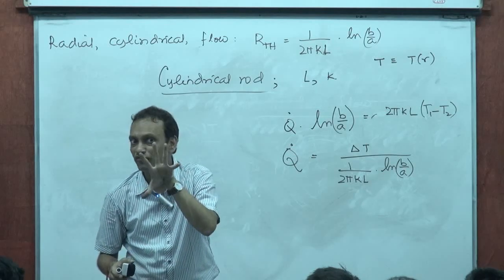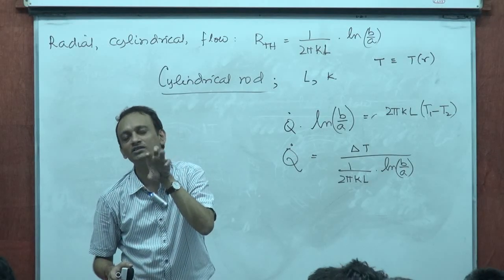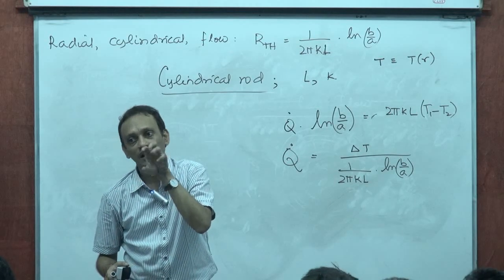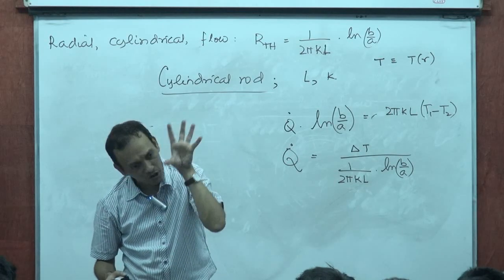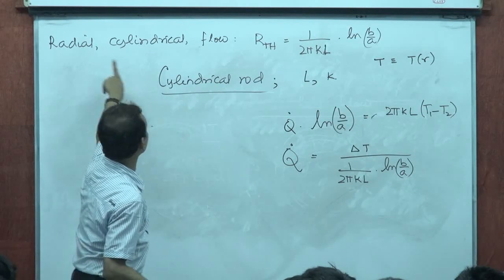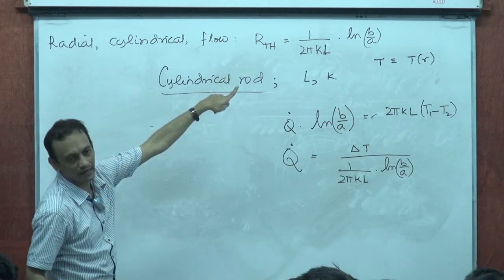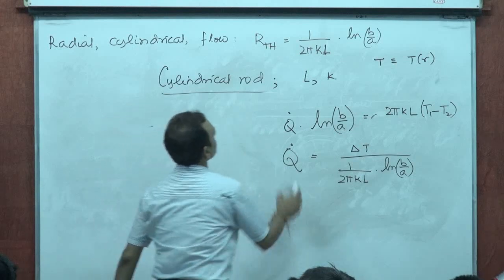But if it's a radial flow, where the area is varying because the heat fronts lie on cylinders of varying cross-sectional area, right? Then it's going to be this 1 by 2 pi K L log b by a. That's going to be the thermal resistance.